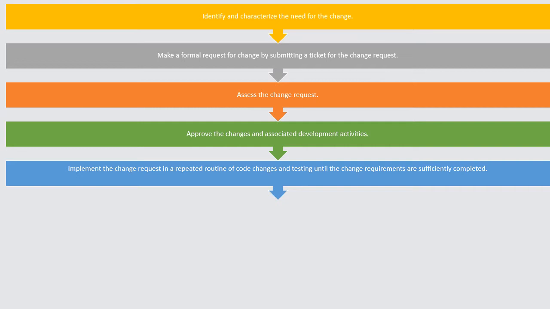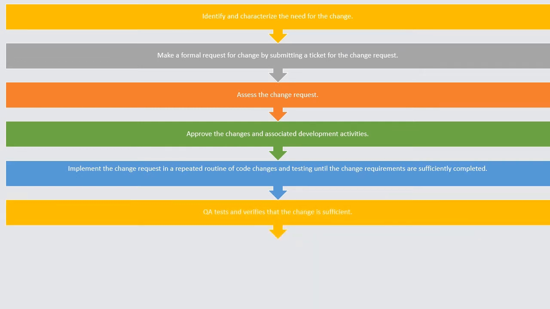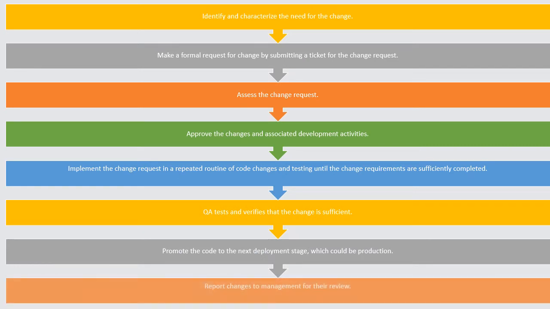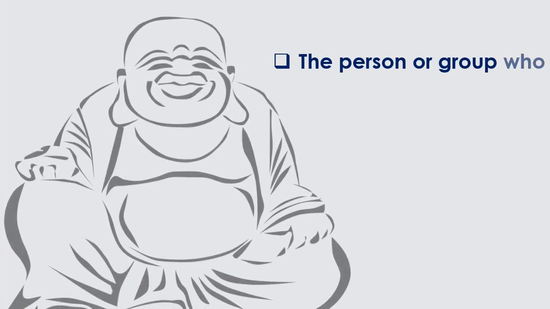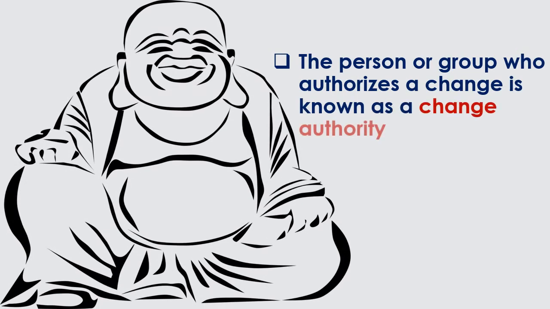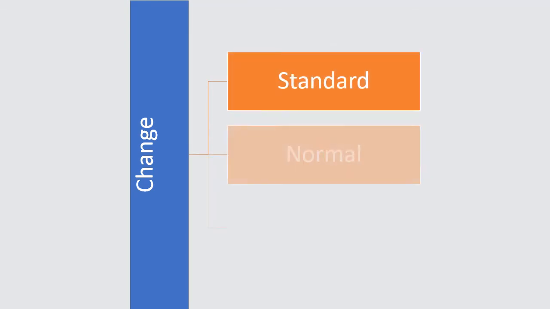QA tests and verifies that the change is sufficient. Promote the code to the next development stage, which could be production. Report changes to management for their review. The person or group who authorizes a change is known as a change authority. Changes are standard, normal, and emergency.